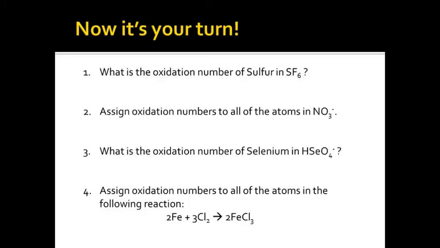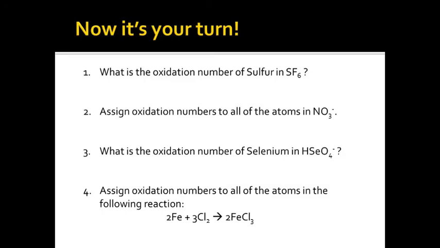Now it's your turn to assign oxidation numbers. You may pause the video to work out these problems if you like. Number 1. What is the oxidation number of sulfur in SF6? Number 2. Assign oxidation numbers to all of the atoms in NO3 negative. Number 3. What is the oxidation number of selenium in HSeO4 negative?